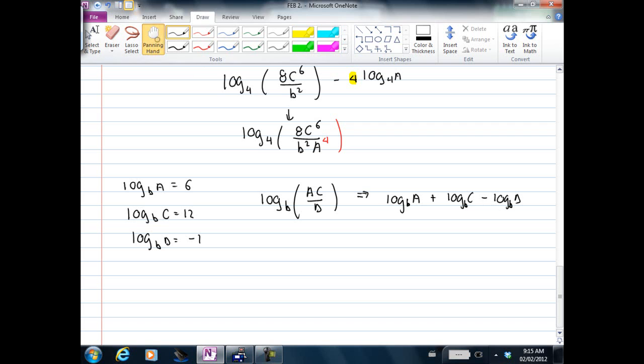So now, some say, what the heck does this become? Well, I look back to here, and look, it says log b of A is 6. So let's replace it. So I go 6 plus 12 minus 1. 17. Only one person got it.